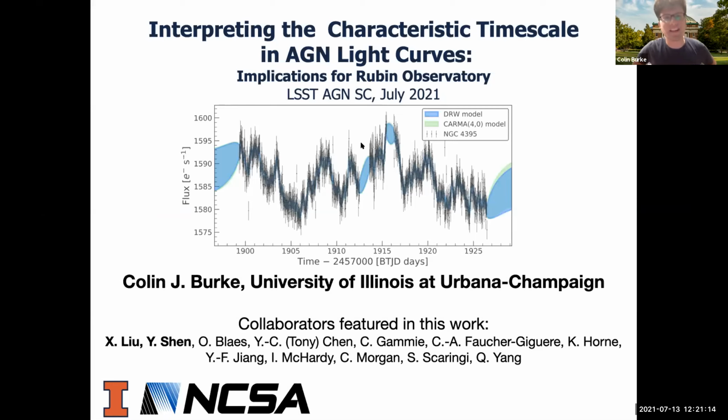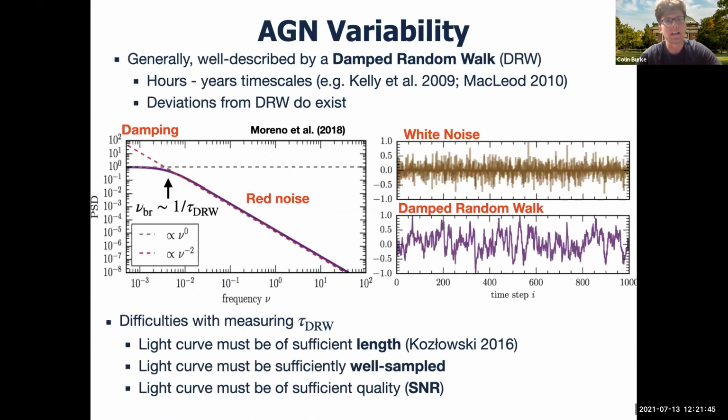Okay, hopefully that shows up okay. Yes, looks good. All right, thank you. Thanks to the organizers. So today I'd like to talk about our work on the characteristic timescale of AGN light curves. I'm also a graduate student at Illinois, and I'd like to acknowledge my collaborators, especially Xin Liu and Yu-Ching Chen, who I've been working with on this work. A few of them are here in attendance, so hopefully we can have a good discussion.